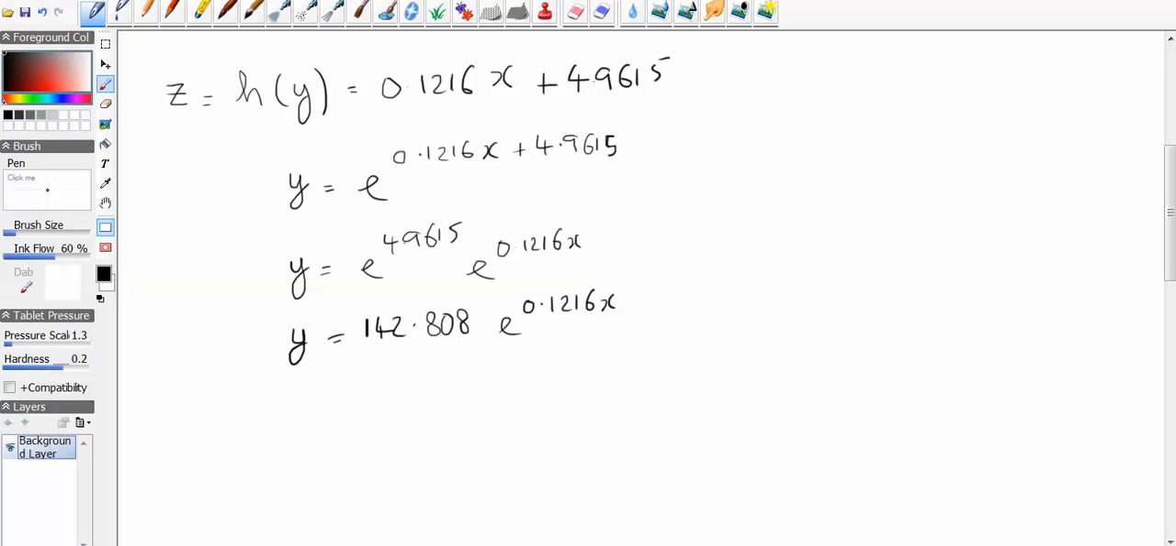And so I've ended up with this relationship between y and x, which is part B, where it says y equals 142.808 times e to the power of 0.1216x. Okay, so hopefully you followed all that. It's a bit weird, I've got to say, but I think that's what it's looking for.